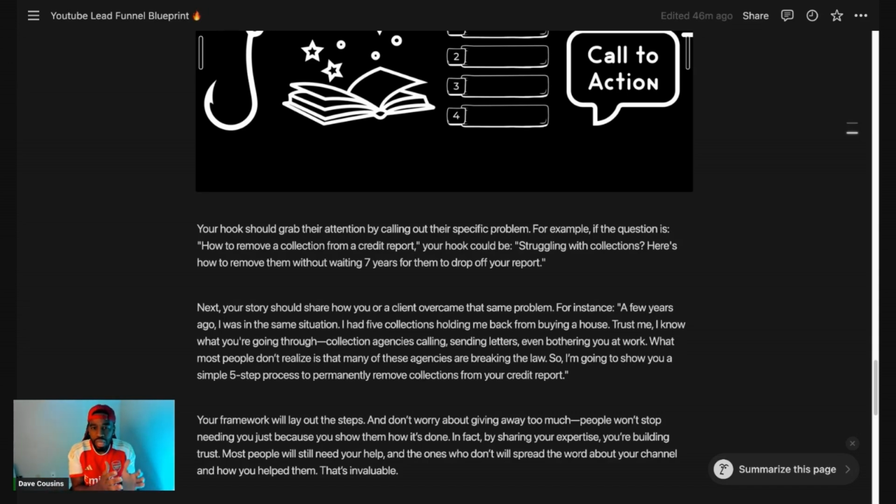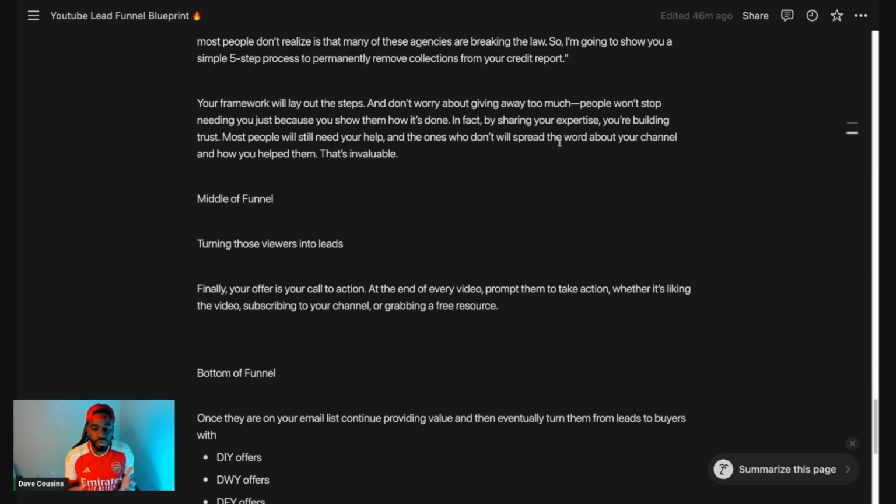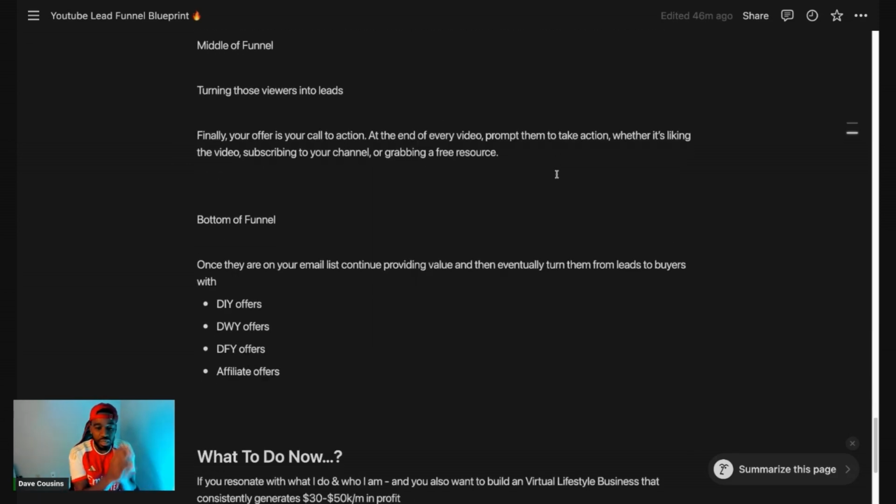Now, once you have them as a lead, the bottom of funnel, right? The bottom of funnel is turning those leads into buyers. Now, how are you going to turn these leads into buyers? By continuing to provide value through your emails and offering different offers, whether it's a done for you offer, a do it yourself offer, an affiliate offer, right? That's how you're going to turn your leads into buyers.